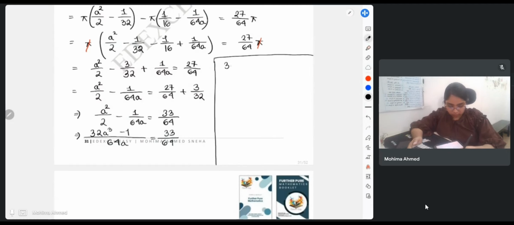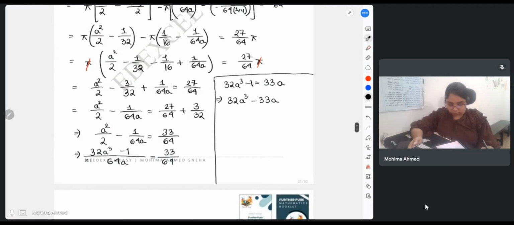Now you have 32a³ minus 1, 33a. Finally, you can write 32a³ minus 33a. Sorry, this was actually positive over here, right? So this was plus. So this was, sorry, this was negative. This is plus equals to 0.